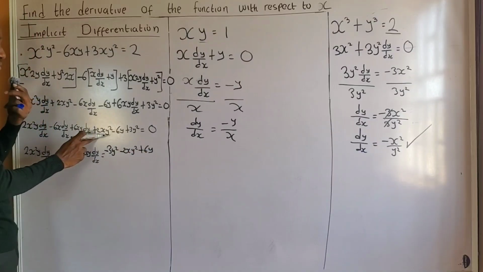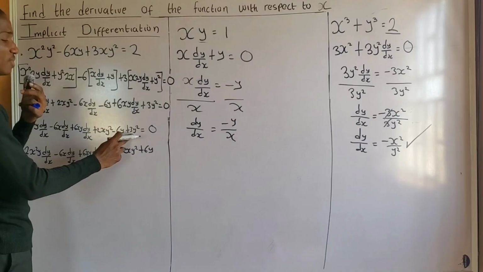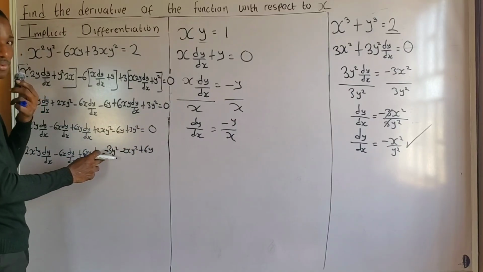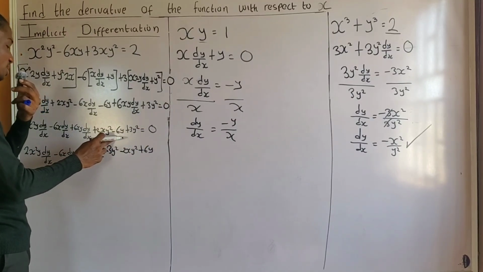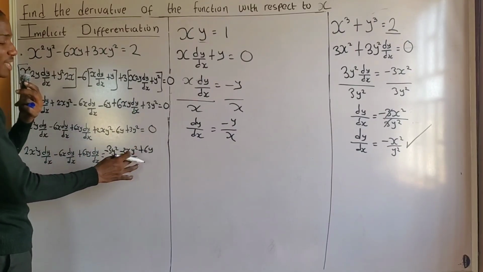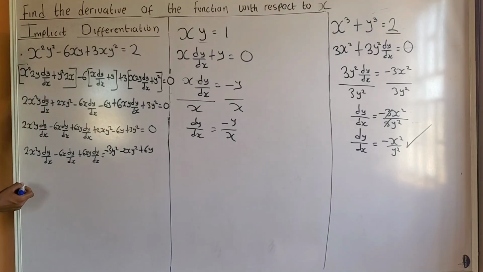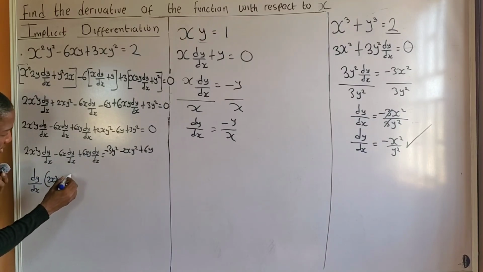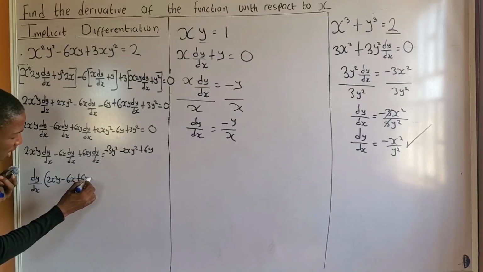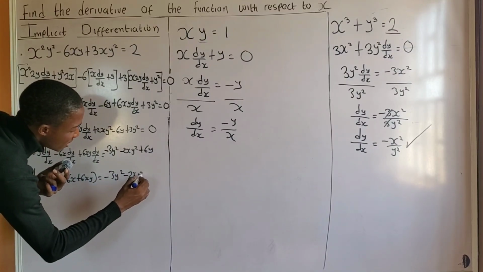You understand? Because if this plus 2xy squared crosses to the other side, you're going to have negative, and if this also crosses to the other side, you're going to have negative. Then because 6y is negative before, if it crosses the equals sign, you're going to have positive. Do you understand? So for this, now factorize dy/dx. I'm going to have dy/dx times (2x squared y minus 6x plus 6xy) is equal to minus 3y squared minus 2xy squared plus 6y.